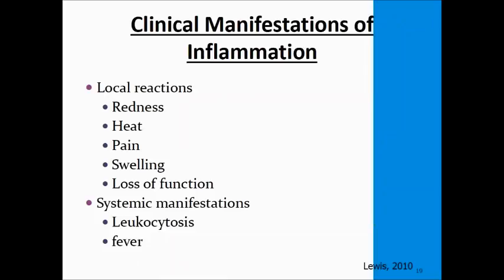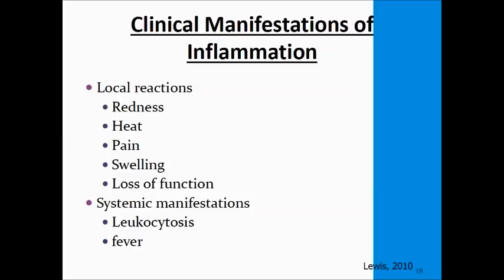Clinical manifestations of inflammation. There's a local response to inflammation. Redness is caused from the vasodilation. Heat is caused by the increased metabolism at the inflammatory site. Pain is due to the change in pH, nerve stimulation by chemicals like histamines and prostaglandins, and pressure from fluid exudates. That's a lot of times why they have pain. Swelling is from the fluid shift to interstitial spaces and fluid exudate accumulation.